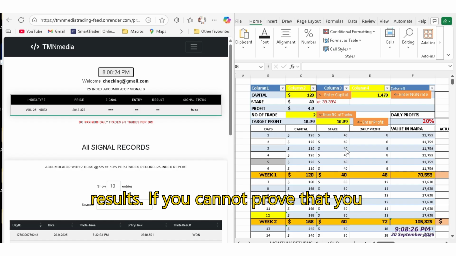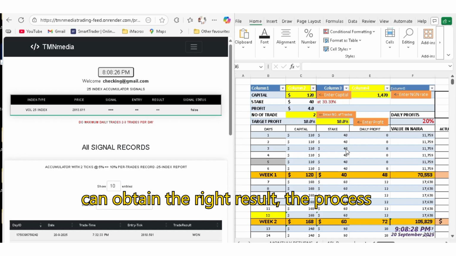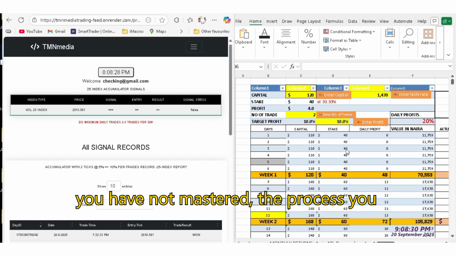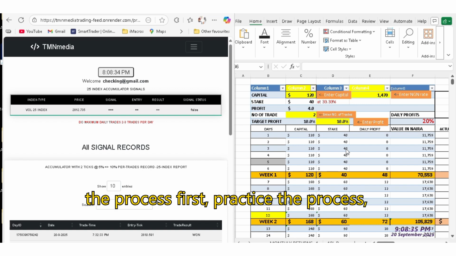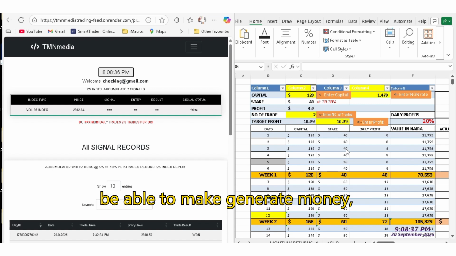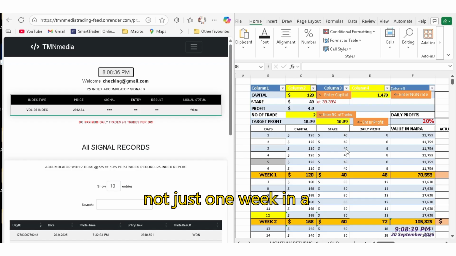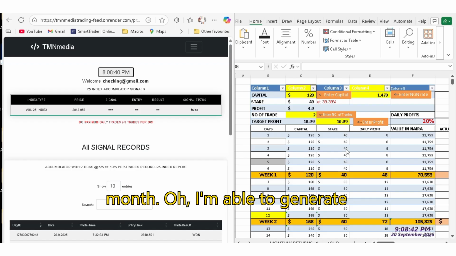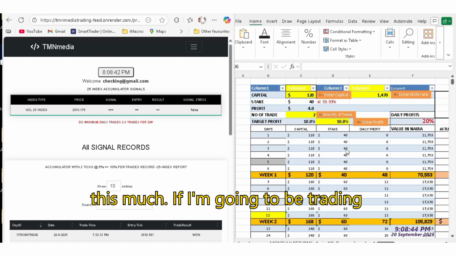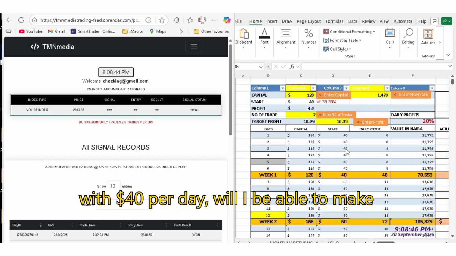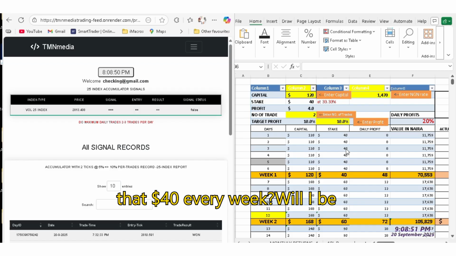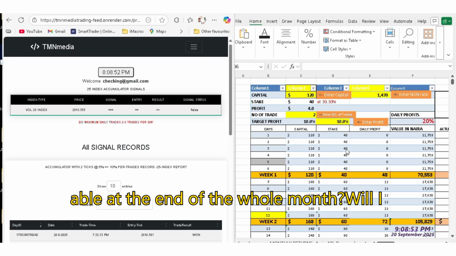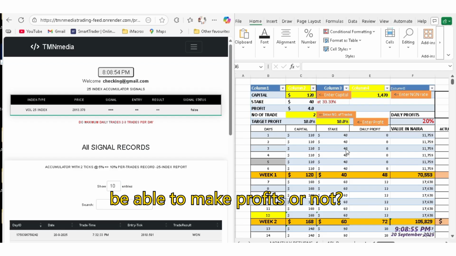If you cannot prove that you can obtain the right result, the process you have not mastered, the process you have not understood. So you need to study the process first, practice the process, and be able to generate money, not just in 1 week, but in a month. Oh, I'm able to generate this much. If I'm going to be trading with $40 per day, will I be able to make that $40 every week? Will I be able, at the end of the whole month, to make profits or not? You need to run it.